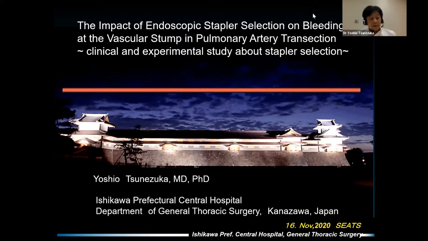Here is not an elegant congress venue, but a hospital in Japan because of the nasty coronavirus. You can hopefully take something away from my lecture.